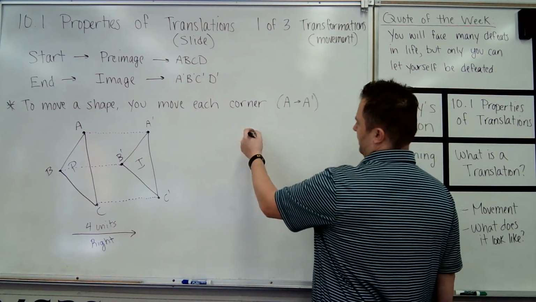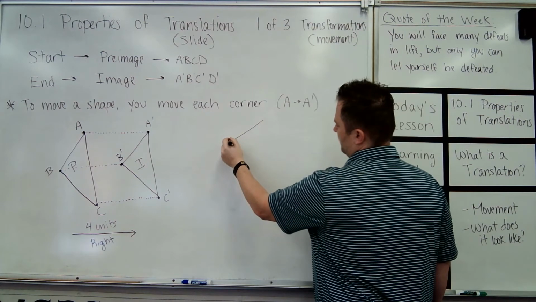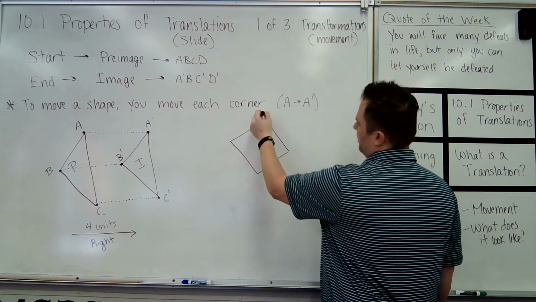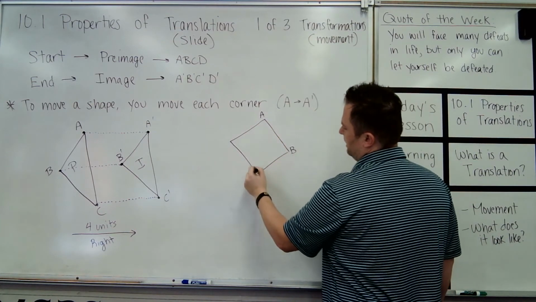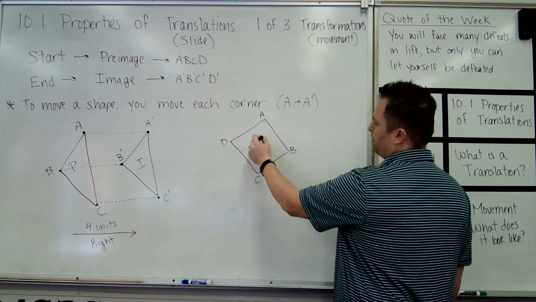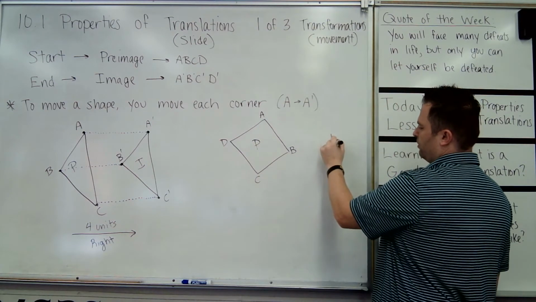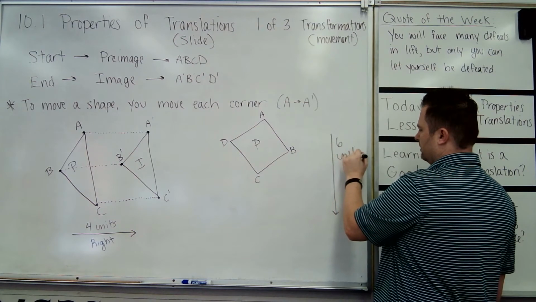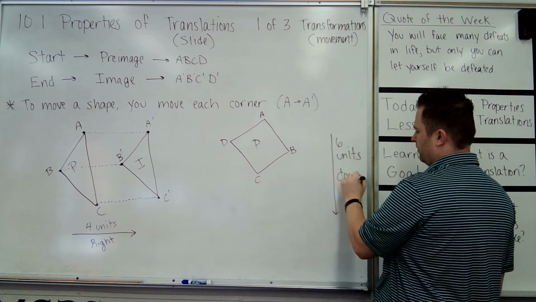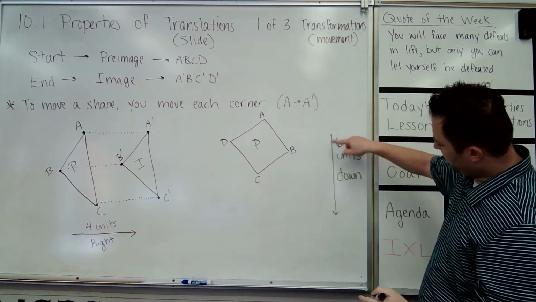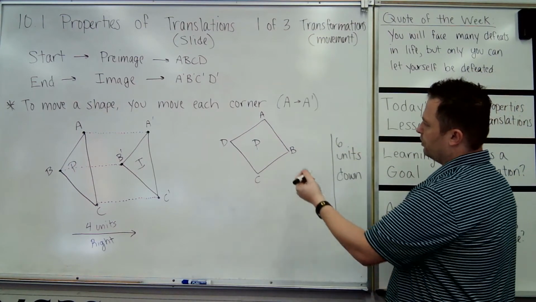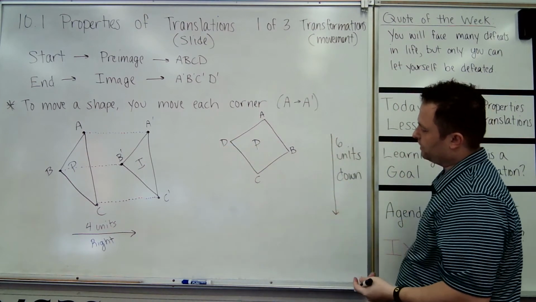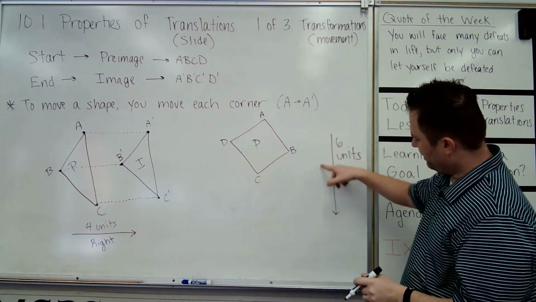Similarly, if I had a rectangle, let's just say I have a rectangle like this. Okay, it looks more like a square, but that's okay. With A, B, C, and D. This is the pre-image. And in this example, I'm going to move it, say, 6 units down. And we'll say that this distance from here to here represents 6 units down. So both A, B, C, and D are going to follow the same exact characteristics, and we are going to move it down this length.